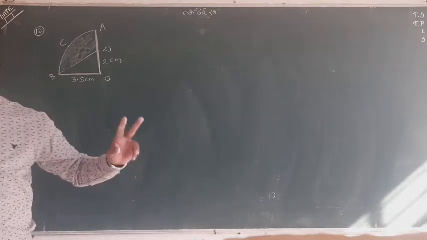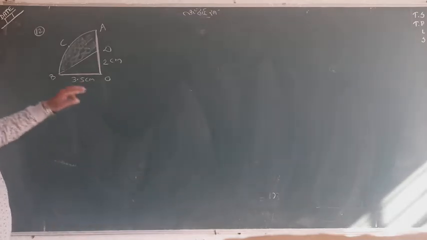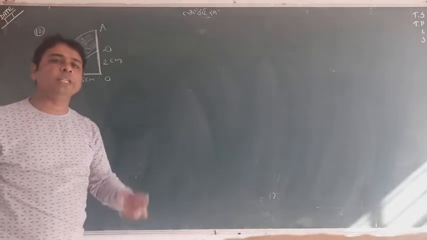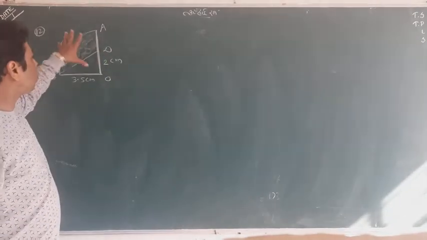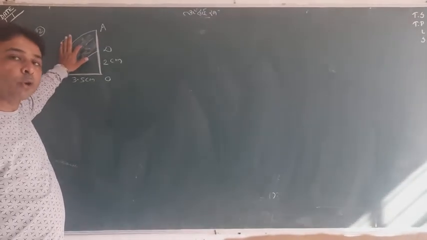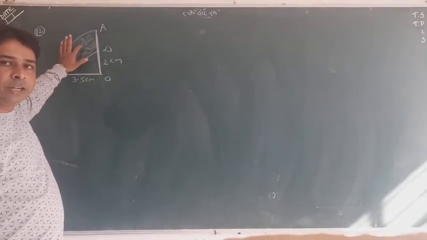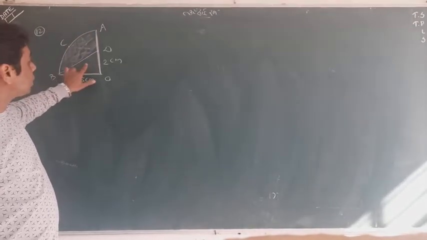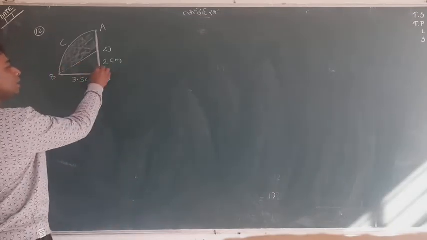We have to find 2 things. Quadrant OACB, the whole quadrant area, and the shaded region. So we need 2 things. First, the whole quadrant area, which is very simple, and second, the shaded region, which also is easy. How can we find the shaded region? The quadrant area minus the area of a right angle triangle. This is a right angle triangle. This is 90 degrees, one should know.